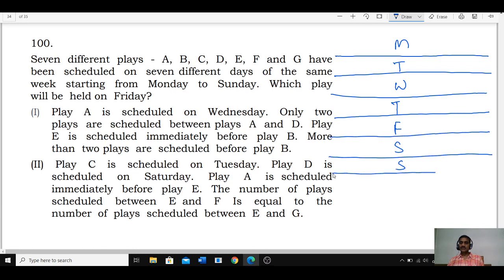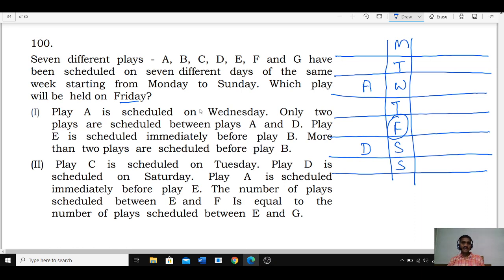Then now out of this, which play will be held on Friday? Friday రోజు ఏదో మనం ఐడెంటిఫై చేసుకోవాలి. Play A is scheduled on Wednesday. Then next one, only two places are between A and D, so D must be on Saturday. And play E is scheduled immediately before play B. More than two plays are played before B.